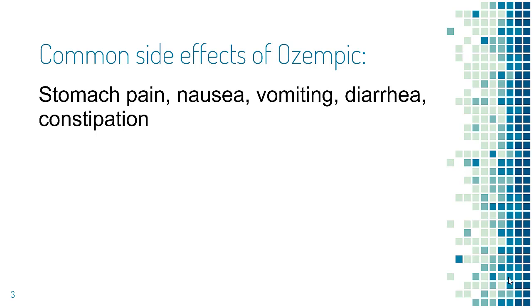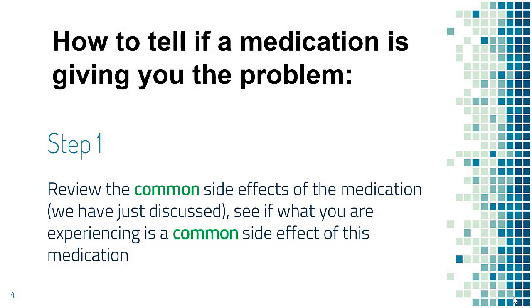Let's look at the common side effects of Ozempic. They are mostly stomach problems, like stomach pain, nausea, vomiting, diarrhea, and constipation. Now let's talk about how to tell whether a medication is giving you the problem and what you can do. First of all, review the common side effects of this medication. Find out if what you're experiencing is a common side effect of the medication.